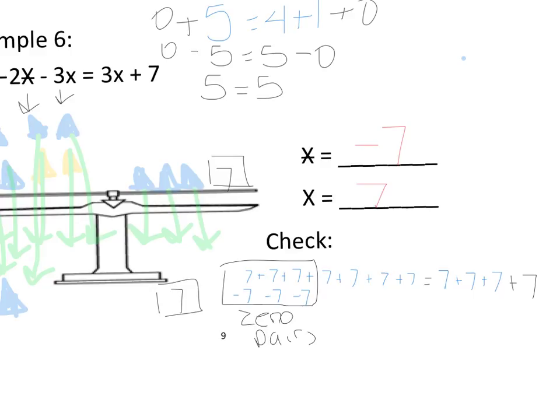And when we check it on the left, we have 7 minus 7 is 0, plus 7 minus 7, which is 0, plus 7 minus 7, which is 0, plus 7, which is 7, plus 7, which is 14, plus 7 is 21, plus 7 is 28. And on the other side, we have 7 plus 7 is 14, plus 7 is 21, plus 7 is 28. So we know our answer is correct.